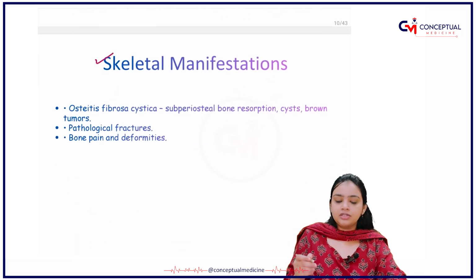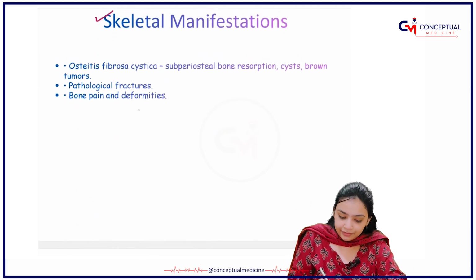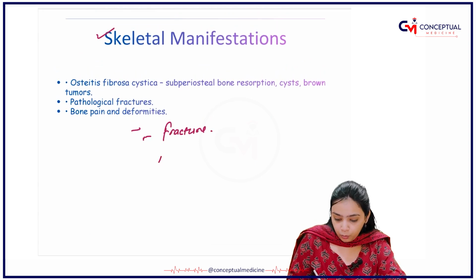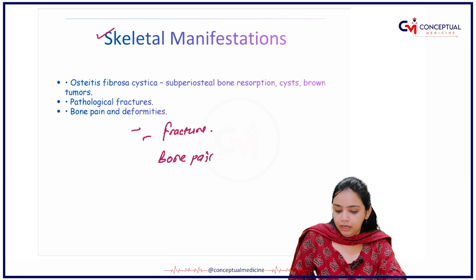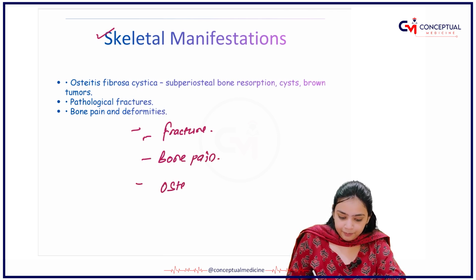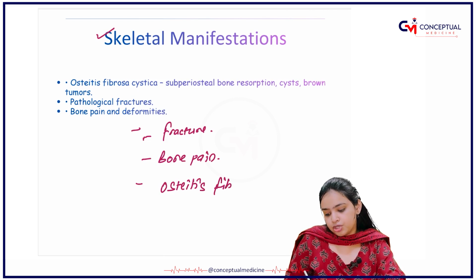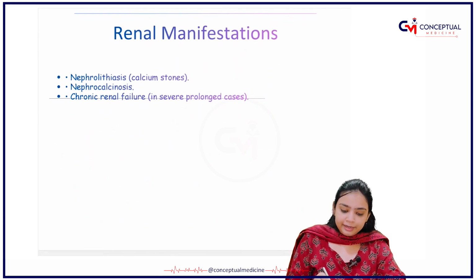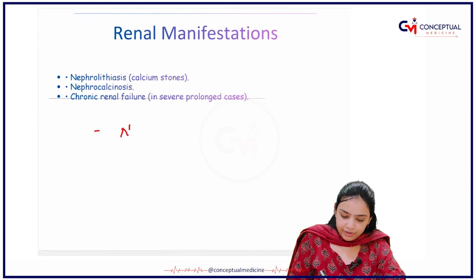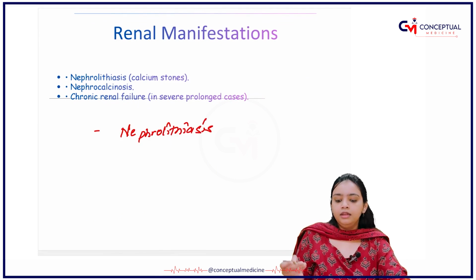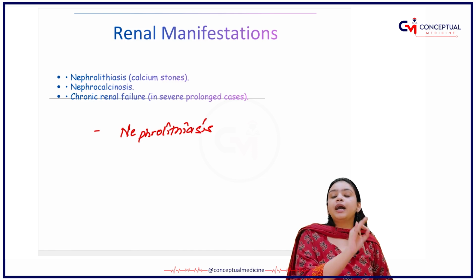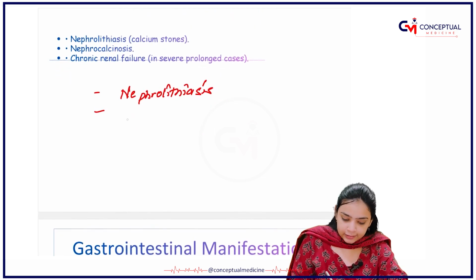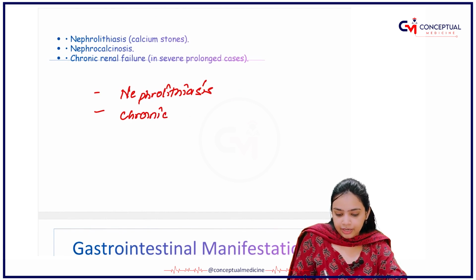What are the skeletal manifestations? Like what are the bone manifestations we will be having? We will be having the fractures, I have already told you. Then there will be bone pain. Then after the bone pain, there will be osteitis fibrosa. Okay. What are the renal manifestations? In the renal manifestations, you will be having nephrolithiasis. Nephrolithiasis are due to the calcium. They are your calcium stones. Next, there will be chronic renal failure.